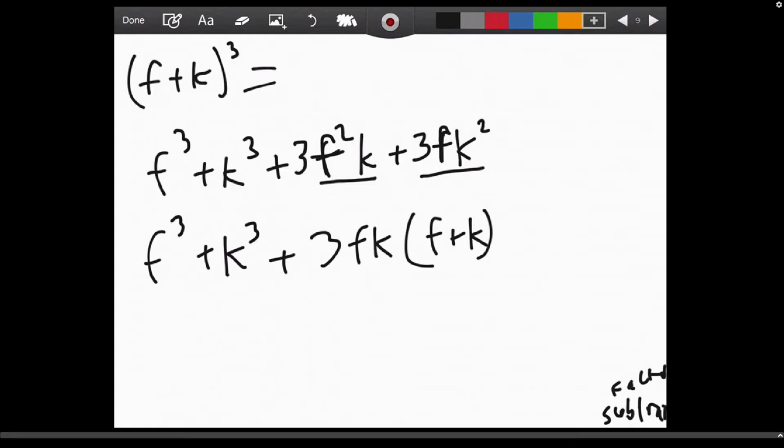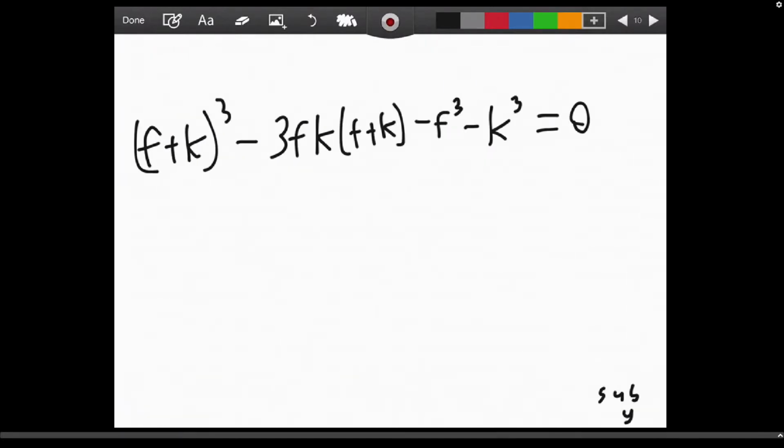So what we can actually do from here, if you think about this, these two expressions are equal to each other. Therefore, if we were to take this top one, f plus k cubed, and subtract this whole thing here, it would equal 0 because they are the same. So if we subtract this from this, it will give us 0.